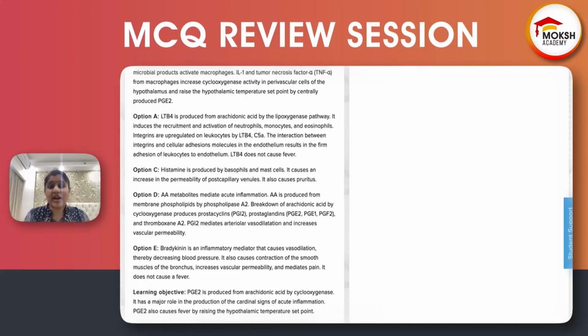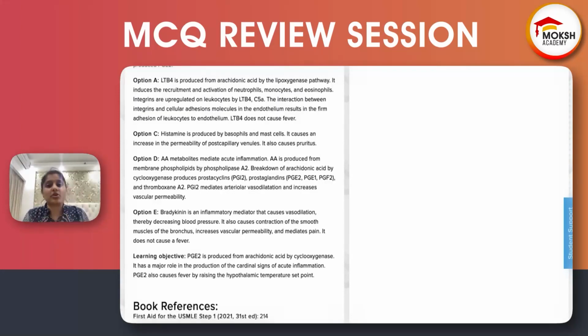LTB4 is also produced from arachidonic acid, but by the lipoxygenase pathway, not the COX pathway. What does it do? It induces the recruitment and activation of neutrophils. So it helps in chemotaxis. That's simple. You just learned that, right? C5a and LTB4 increase the integrins on your leukocytes, so that they go and bind to your endothelial cells. It activates your neutrophils, monocytes, and eosinophils. We've learned that integrins are upregulated. I just explained that interaction, so we don't have to read it. So LTB4 does not cause fever.